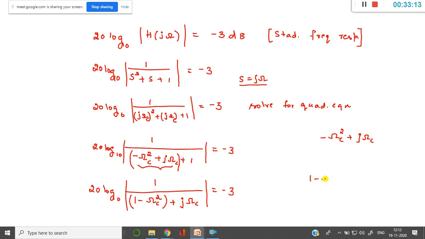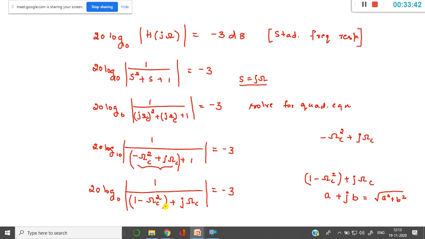Now look at this, 1 minus omega square plus j times omega c. Is it not in the form of a plus j times b, or a plus ib? Right? Now, how do you solve this? Unless you take a magnitude, it is not possible, right? There is a j term. So what we do while solving, we always take a magnitude like the square root of a square plus b square, right?